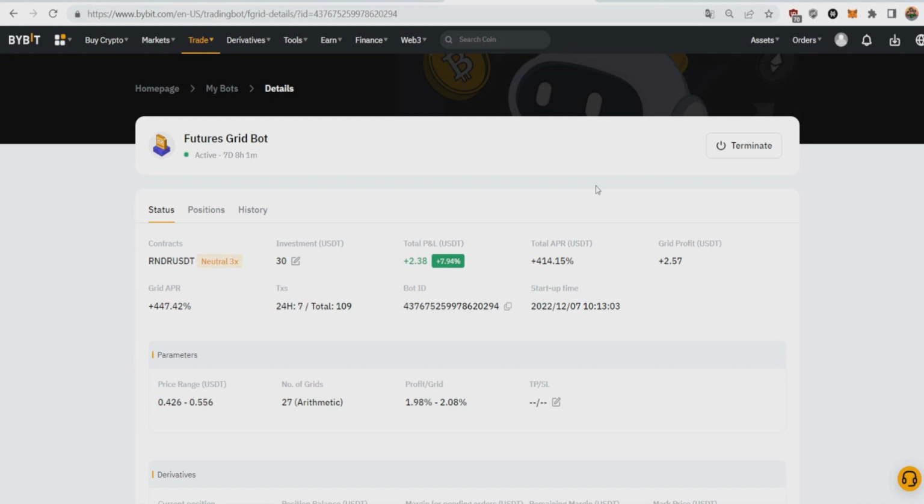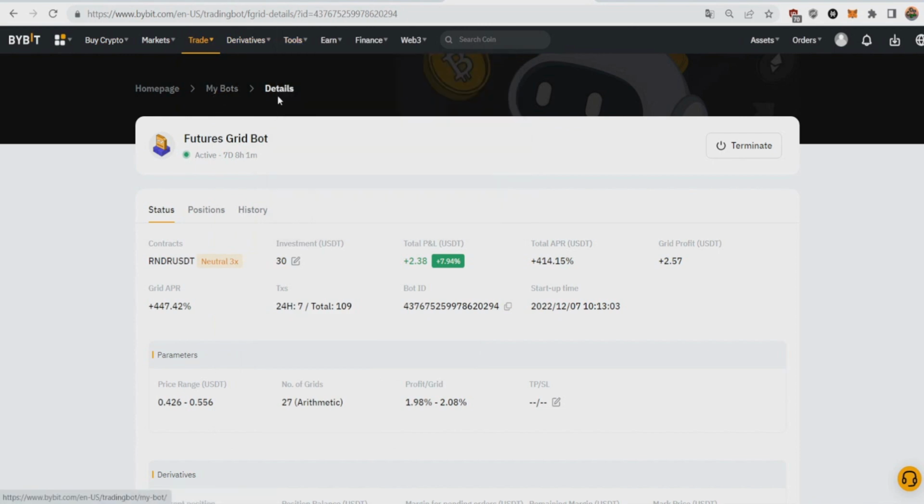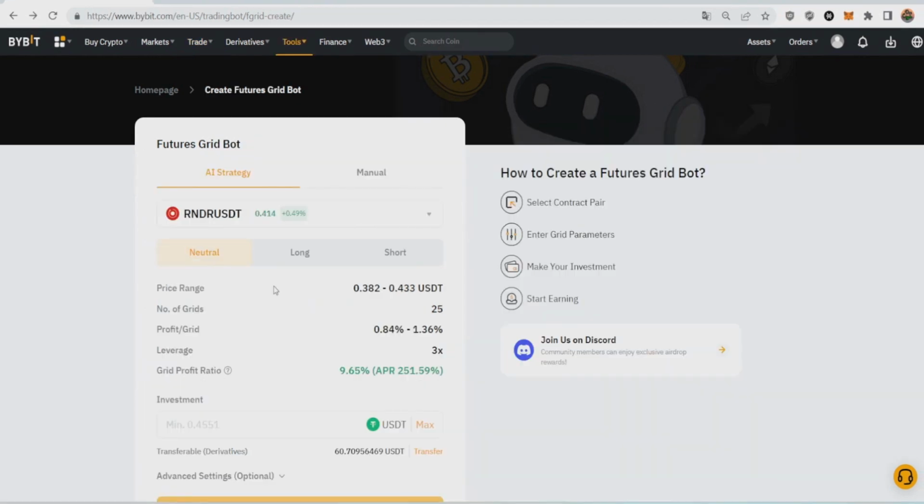Also, if you want to terminate your bot, what you're gonna do is go to trade or tools, trading bot, my bot details, and click on terminate if the bot isn't doing what you want or isn't in the price range, guys.